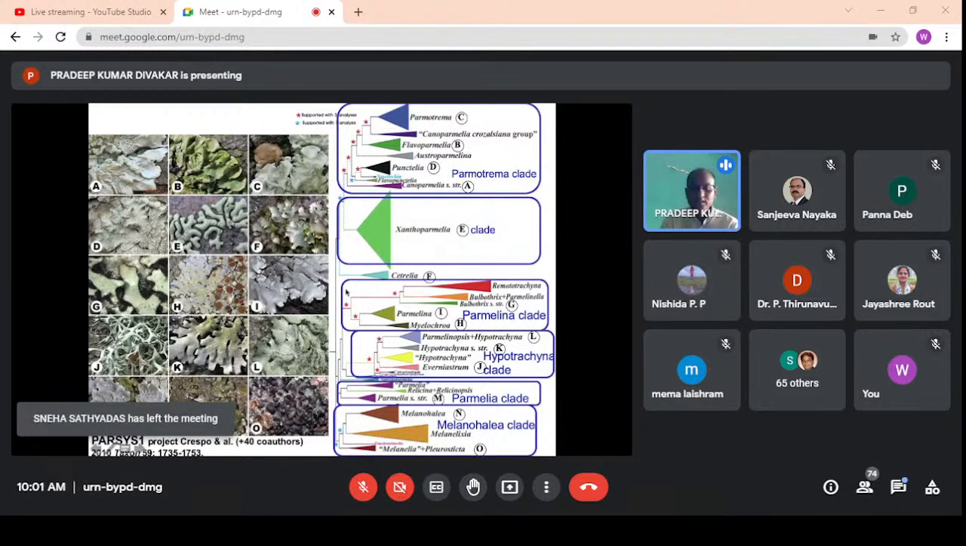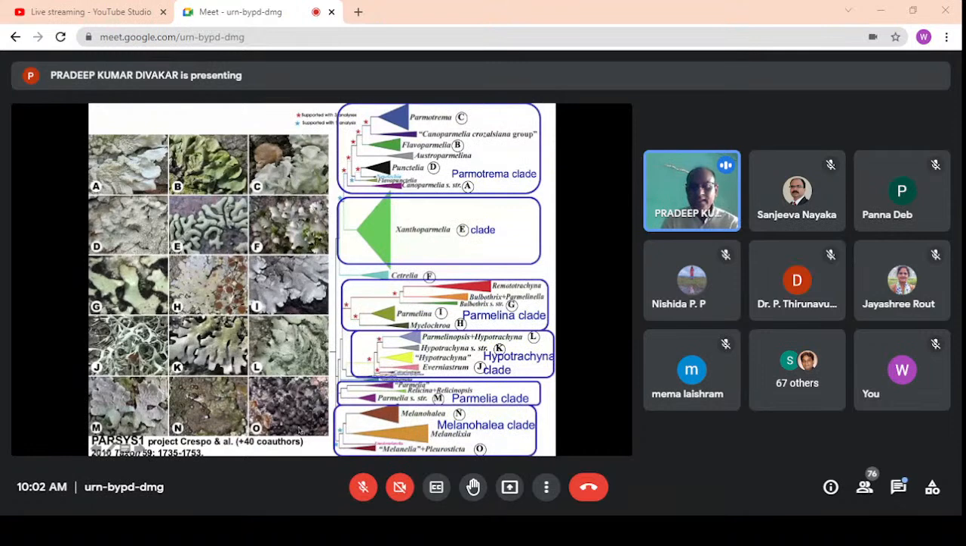You could see we had established the phylogenetic relations within the parmelioid clades, and most of the genera received strong support for the phylogenetic relation. In Parmotremoid, Hypotrachyna, Everniastrum, in all the clades we have almost full support. But the phylogenetic relations between these clades were not supported. I mean, they remain unresolved in these groups.